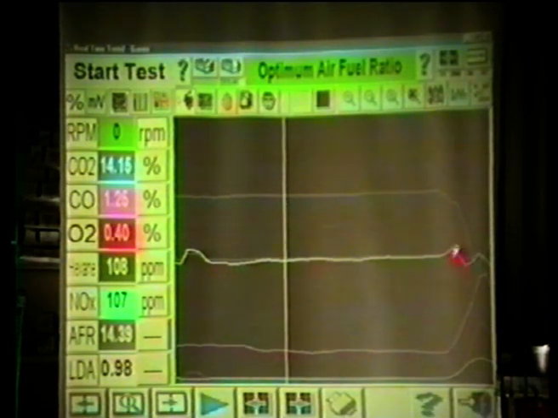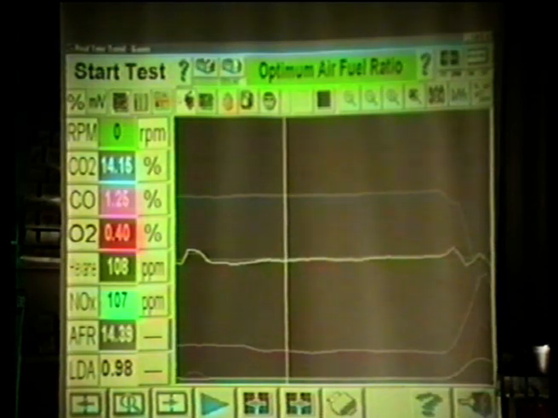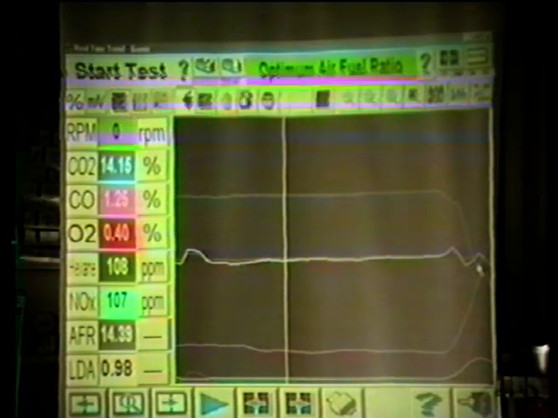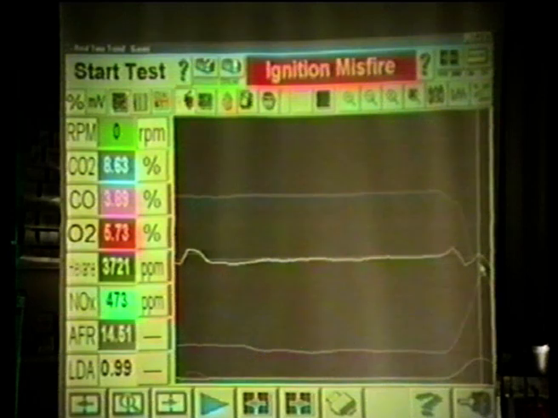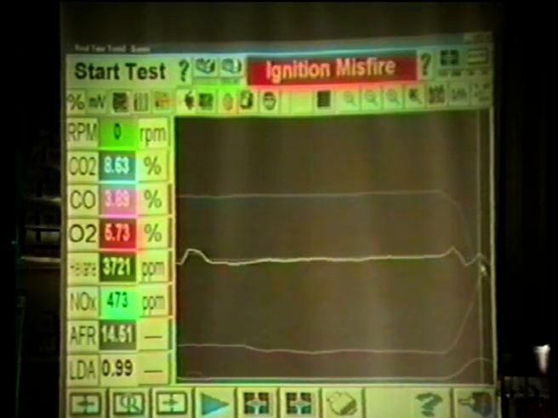Well, the Commodore TPS is just a potentiometer. It's not an on-off switch at any stage, or hasn't got an idle switch. At this particular point here, where we've got a touch that it works, 3,721 parts per million of raw unburnt fuel going up to that.